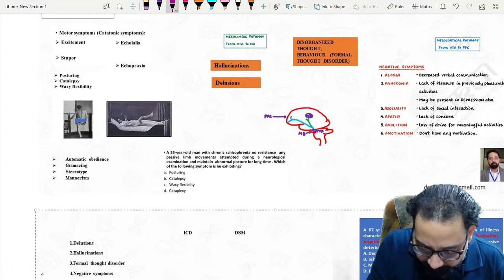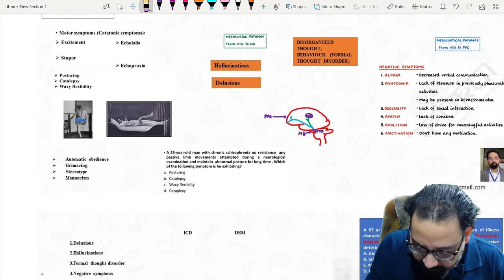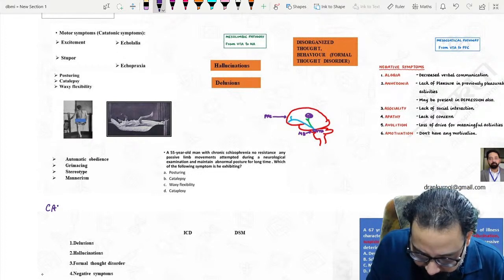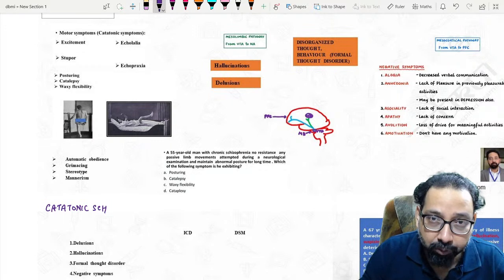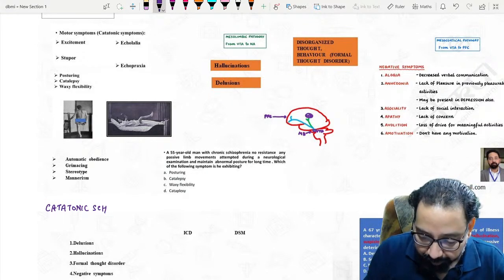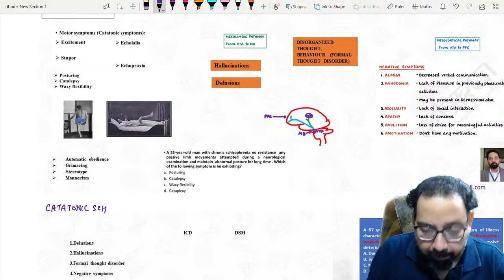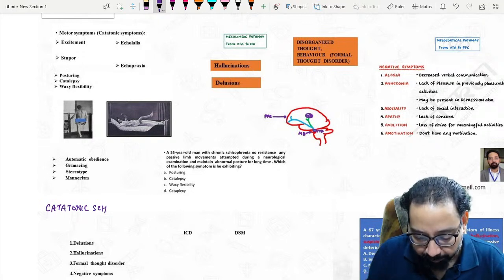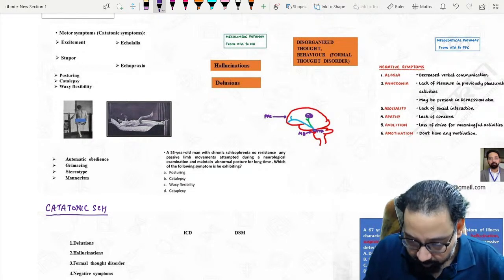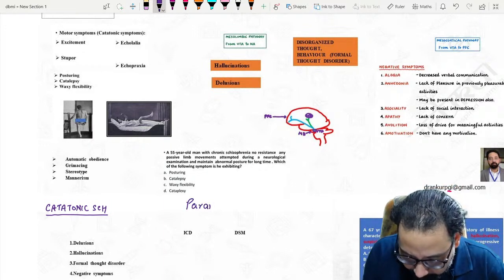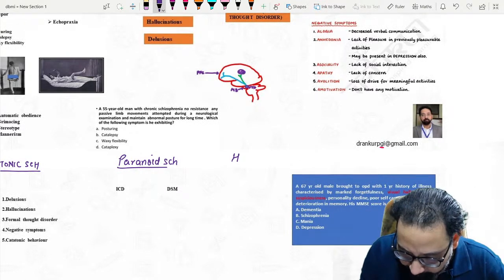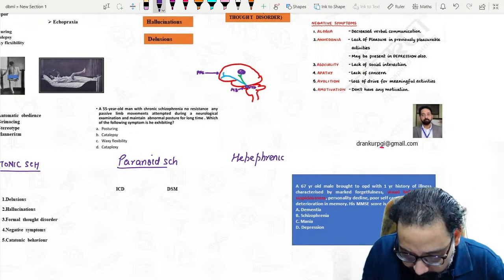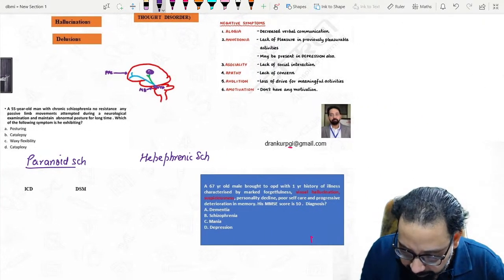Below this diagram you will write catatonic schizophrenia. You will appreciate later that this diagram, this page, would be sufficient to solve most of the questions. It seems very small, but all questions will be solved by this page only. Catatonic schizophrenia, then paranoid schizophrenia, then hebephrenic schizophrenia, and here you will write simple schizophrenia.